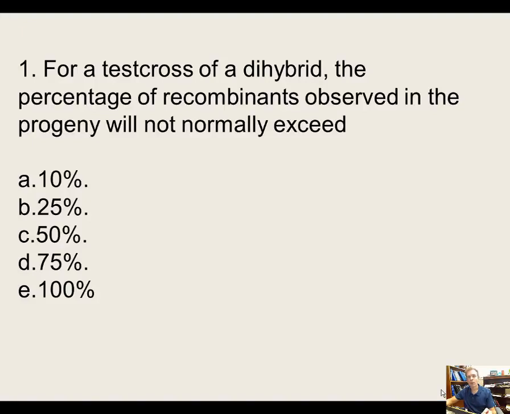Question number 1. For a test cross of a dihybrid, which means a double heterozygous individual, the percentage of recombinants observed in the progeny will not normally exceed what?